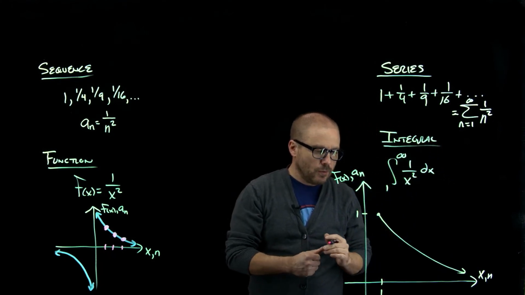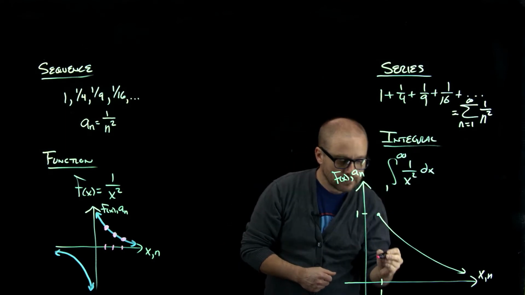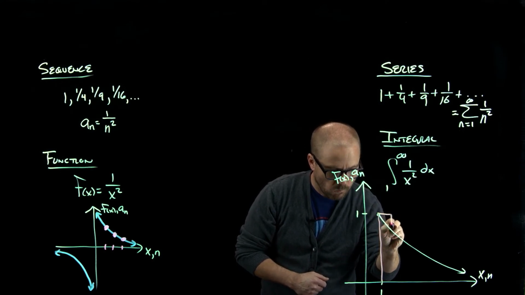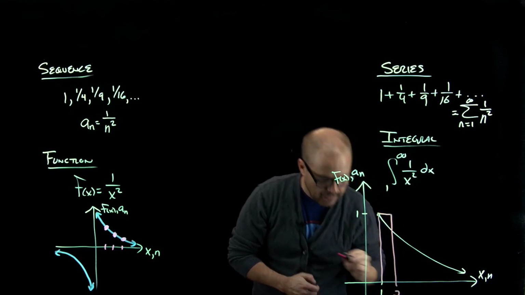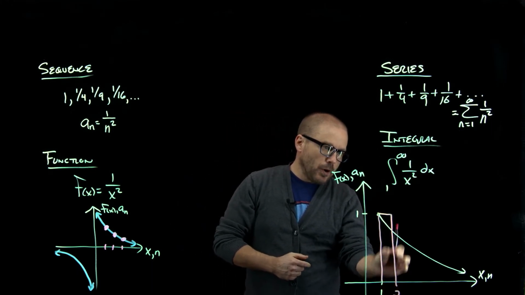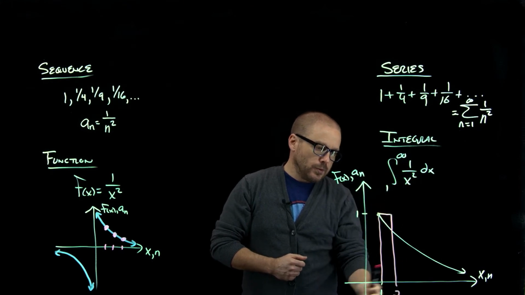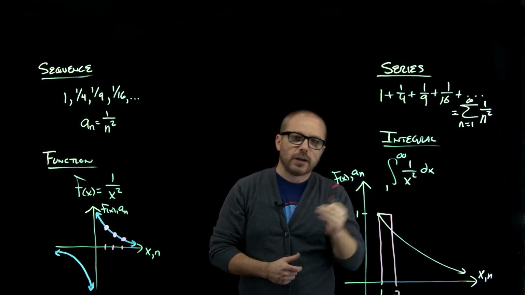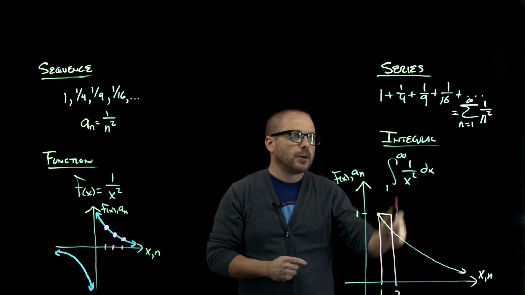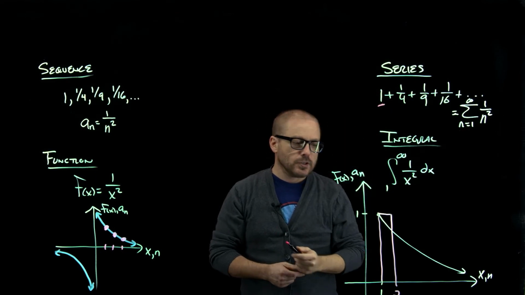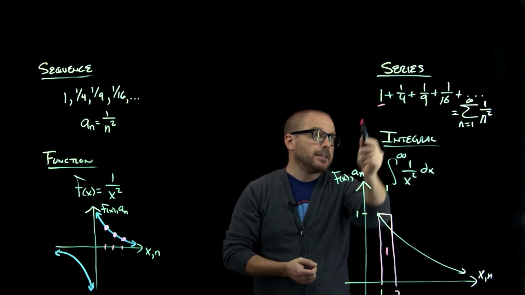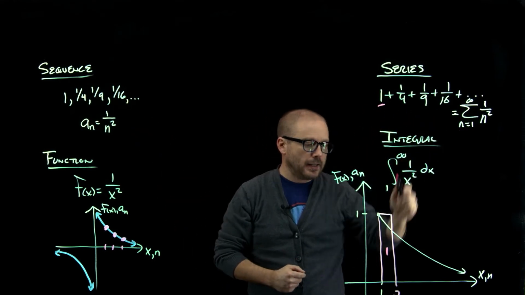Now, let's see how those two might connect. Well, if I draw a rectangle like that, the area under the curve is part of this integral, right? It's the very first part from 1 to 2. But think about the area of that rectangle. Its height is 1, and its base is 1. So it's got area 1, which is the first term in that sequence, in that sum, but here we're adding it up.